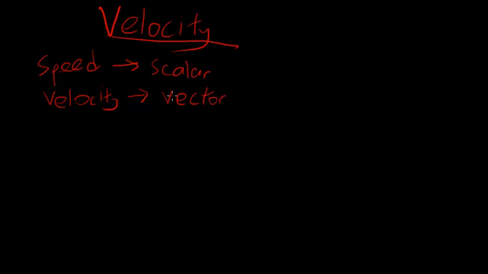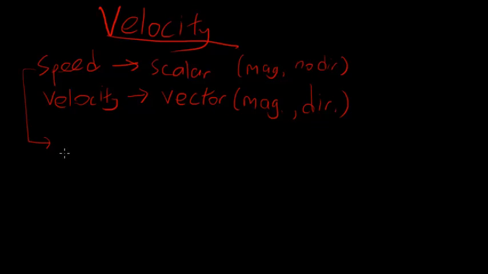If you don't remember, a vector has a magnitude and a direction, whereas a scalar has a magnitude but no direction. For example, when you're driving a car, the speedometer on your dashboard tells you your speed because it doesn't tell you which direction you're heading. You could be traveling north, south, east, or west, and it doesn't tell you.